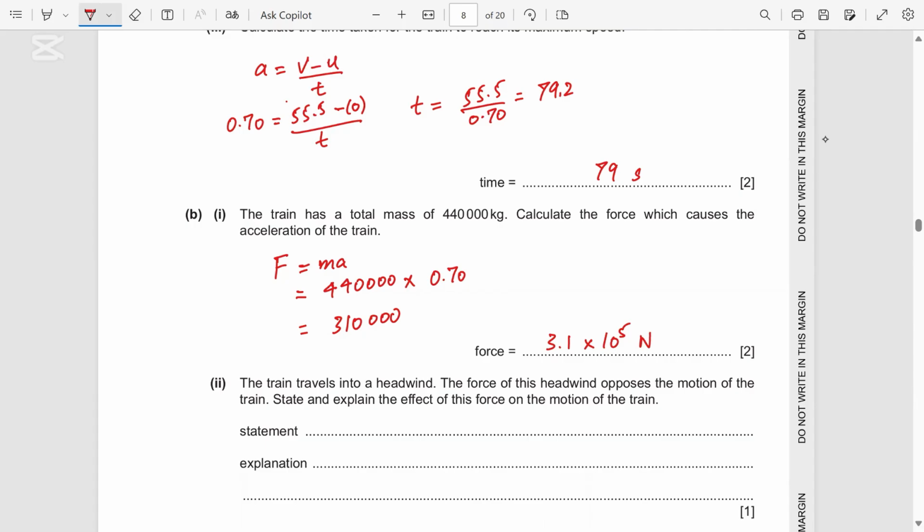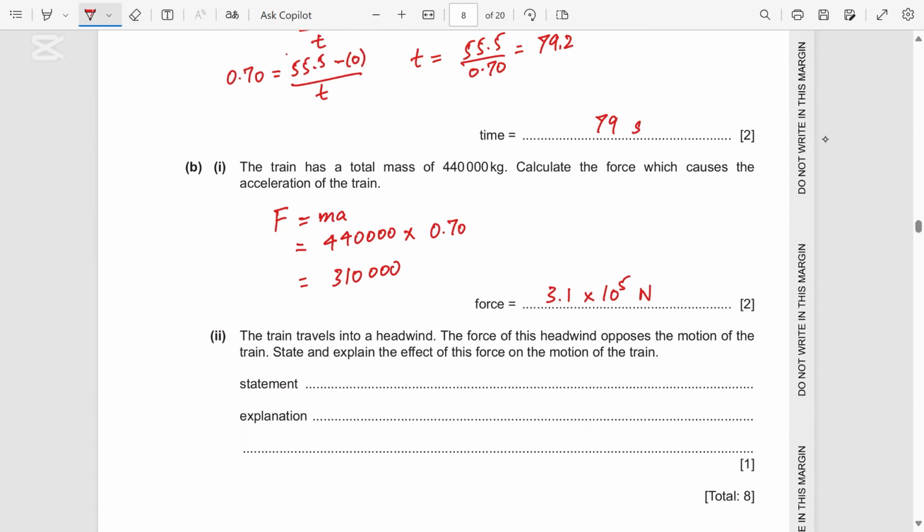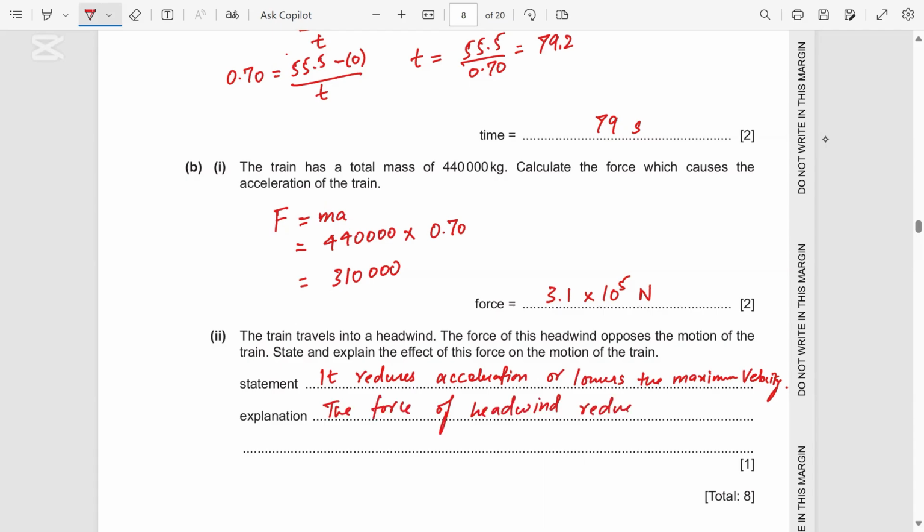The train travels into a headwind. The force of this headwind opposes the motion of the train. State and explain the effect of this force on the motion of the train. So the statement here is that it reduces acceleration because it opposes the motion of the train. It reduces acceleration, or you can also write here, it lowers the maximum velocity reached. And also the explanation here is that the force of the headwind reduces the resultant force. It opposes the motion of the train. That's why the force of headwind reduces it.